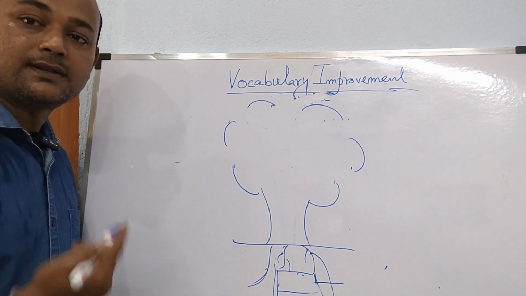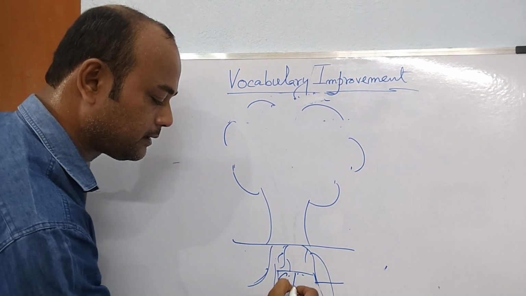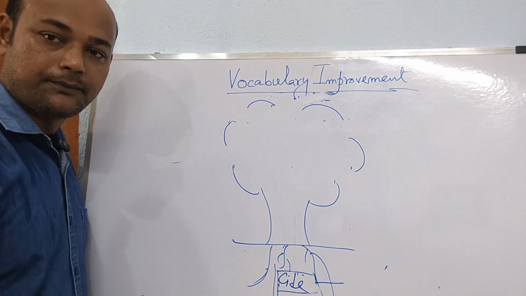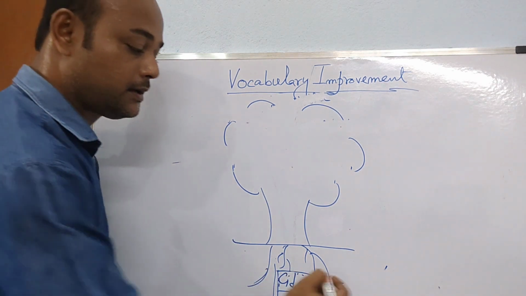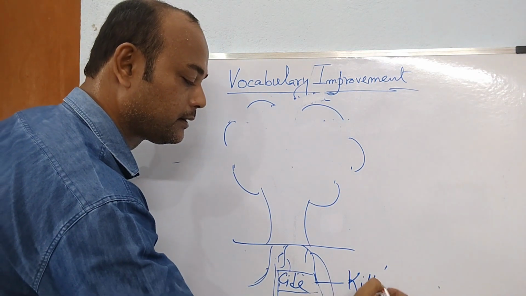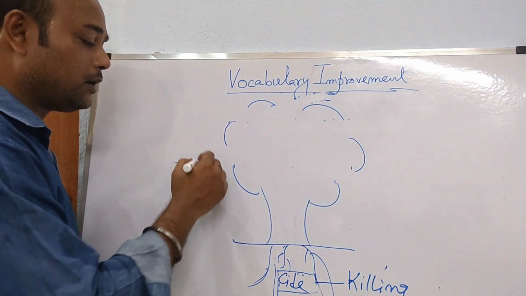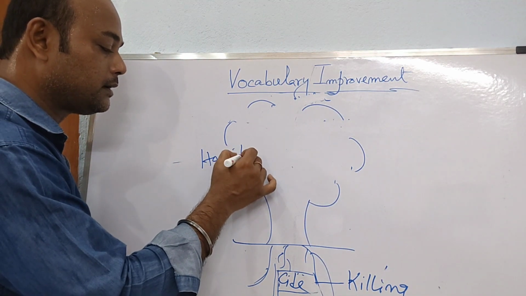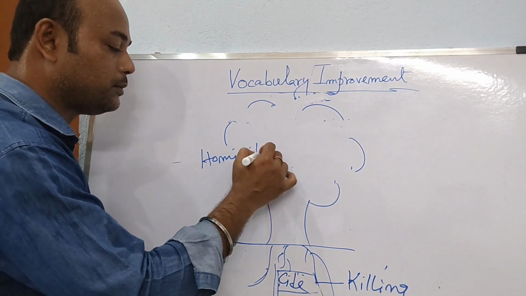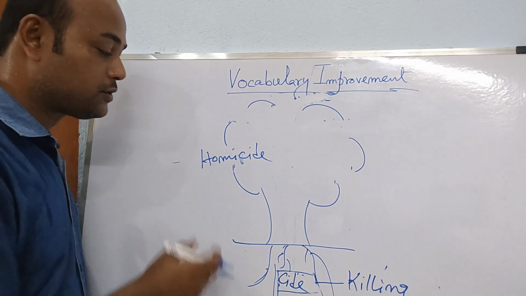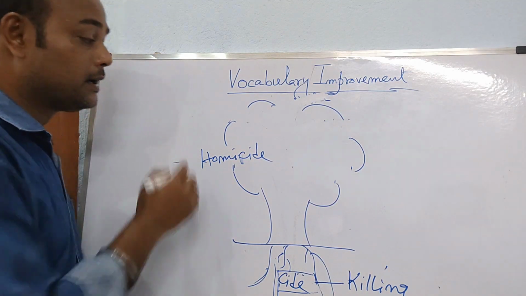Our next word is side, C-I-D-E. So if you see the word side with any word, it means killing, murder, death, etc. Okay, like homicide. Homicide comes from Homo sapiens, the scientific name of human being. So homicide means killing of a human being.